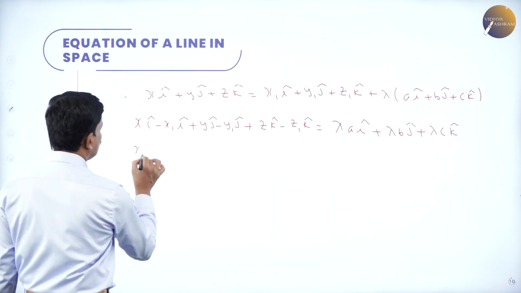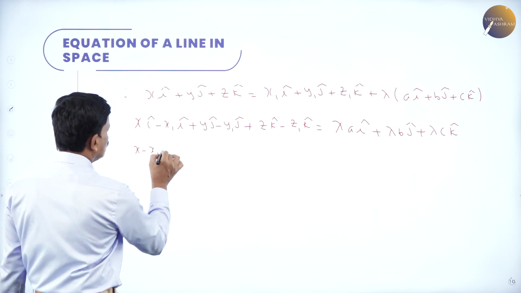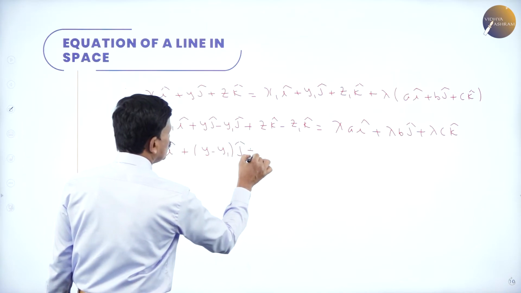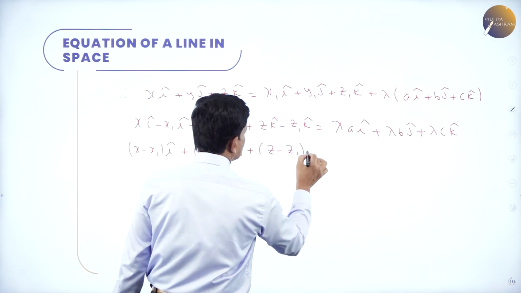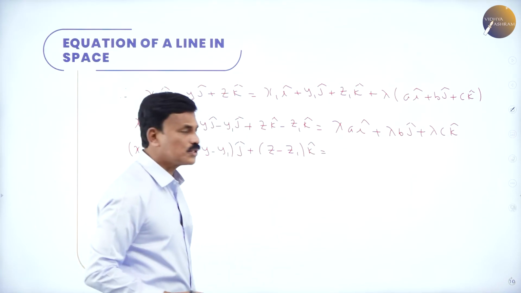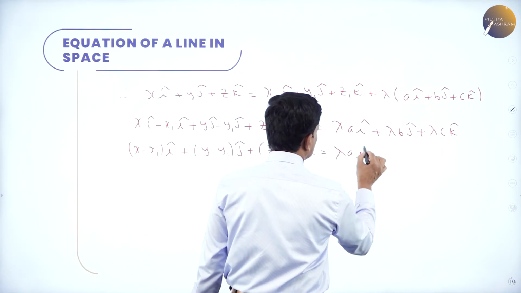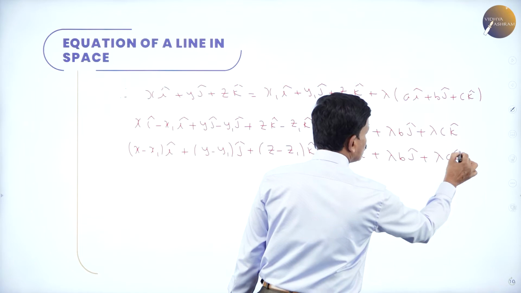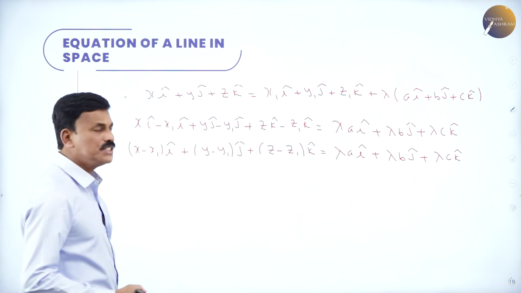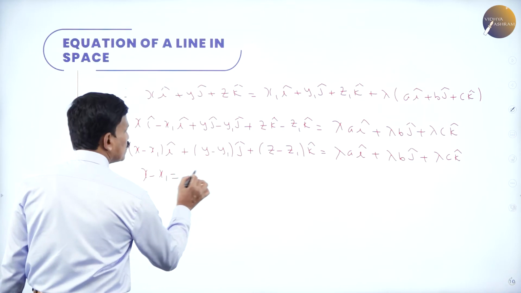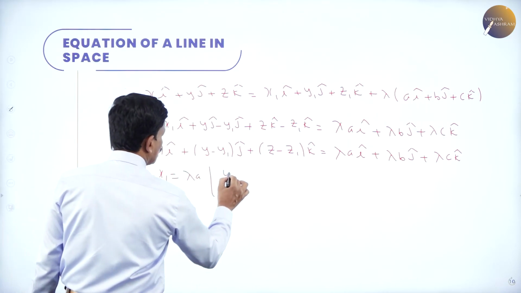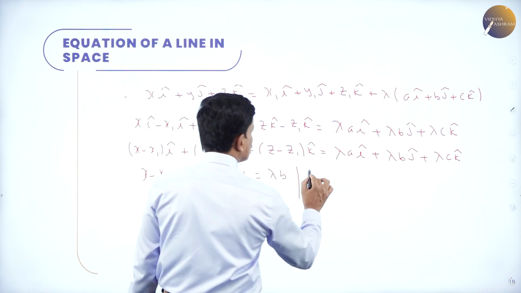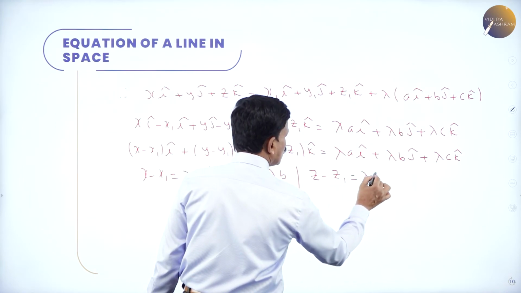So, therefore, this can be written as x minus x1 into i plus y minus y1 into j plus z minus z1 into k cap is equal to lambda a into i cap, lambda b into j cap plus lambda c into k cap. Now equating the coefficients of i, j, k: x minus x1 is equal to lambda a, y minus y1 is equal to lambda into b, and z minus z1 is equal to lambda into c.